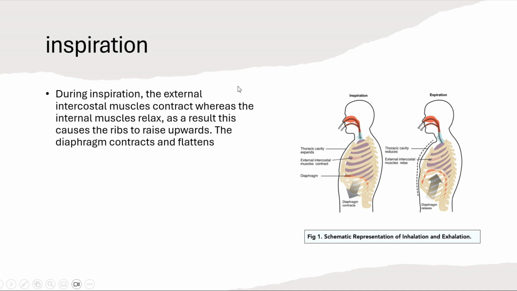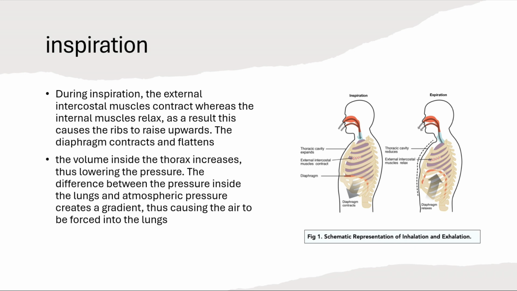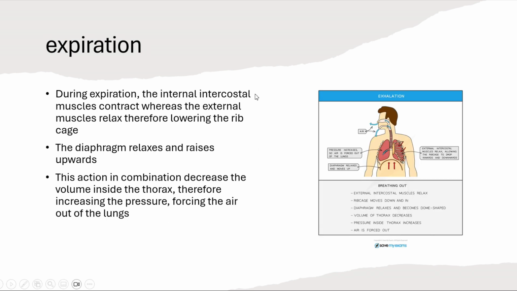So what happens is the external muscles contract, whereas the internal relax, and as a result, it causes the ribs to raise up. The diaphragm then contracts and flattens, and this causes air to move in and down, and the volume inside the thorax, which is the thoracic cavity, increases. The difference between the pressure inside the lungs and atmospheric pressure, the pressure outside, creates a gradient, which causes more air to be forced into the lungs. So you need to memorize that whole thing.